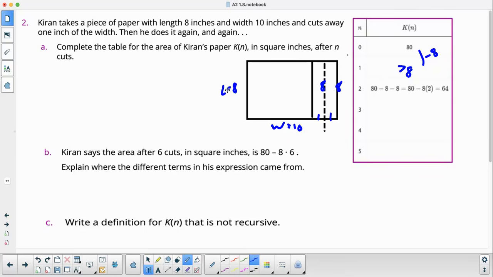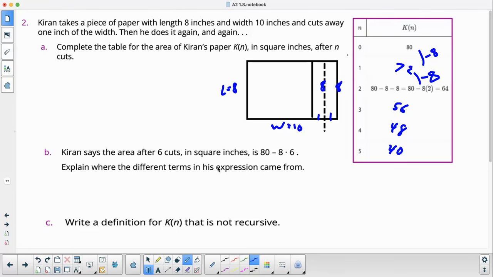So why am I at 64? Oh, I don't know why I said 78. I'm silly. This shouldn't have been 78. 80 minus 8 is 72. And then if I minus 8 again, minus 8 again, that's how I get to the 64. And then I keep minusing 8. So this is going to be 56, 48, 40. Okay, so there's my table.